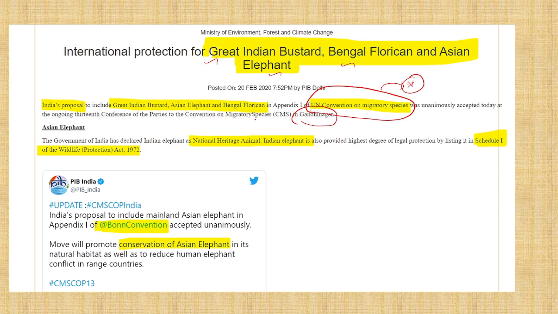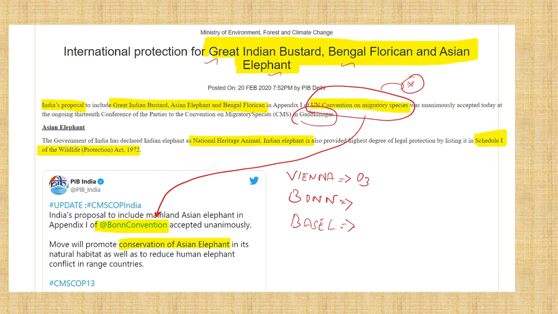But coming to the preliminary portion, these three species were added to the UN Convention on Migratory Species. What is this convention? It is the Bonn Convention. You have to remember the other ones too: the Vienna Convention for CFCs and the ozone layer, the Bonn Convention for migratory species, and the Basel Convention, from the previous videos, for transboundary movement of hazardous material. This you have to know.